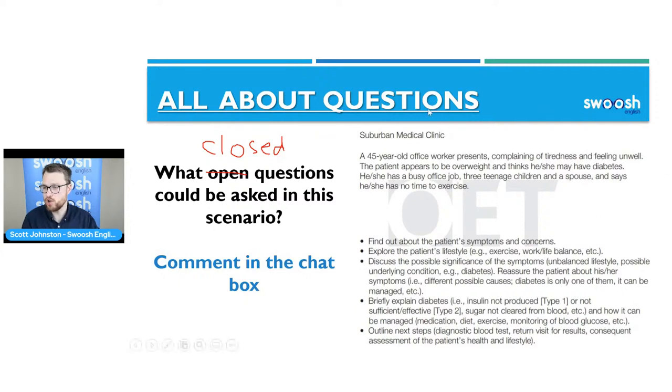Okay, so I'll just read through some of the task card here as we go along. Find out about the patient's symptoms and concerns. Explore the patient's lifestyle. Discuss the possible significance of the symptoms and all the information that's inside that. Briefly explain diabetes, insulin not produced, etc. Outline the next steps, diagnostic blood test, return visit for results, etc. Have a look through and throw your closed questions in. They might be a bit easier to ask than the open questions. They might not. It depends how you get on with this task.